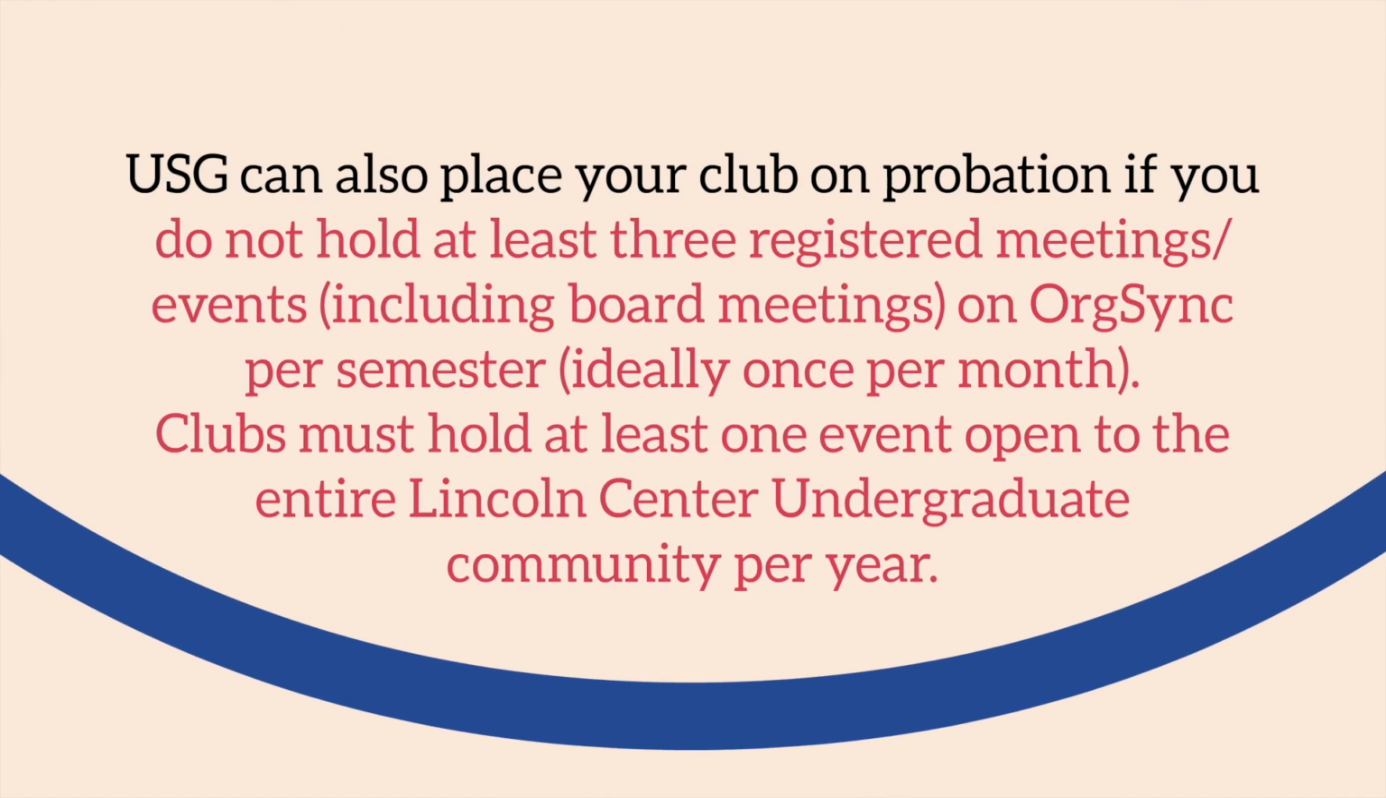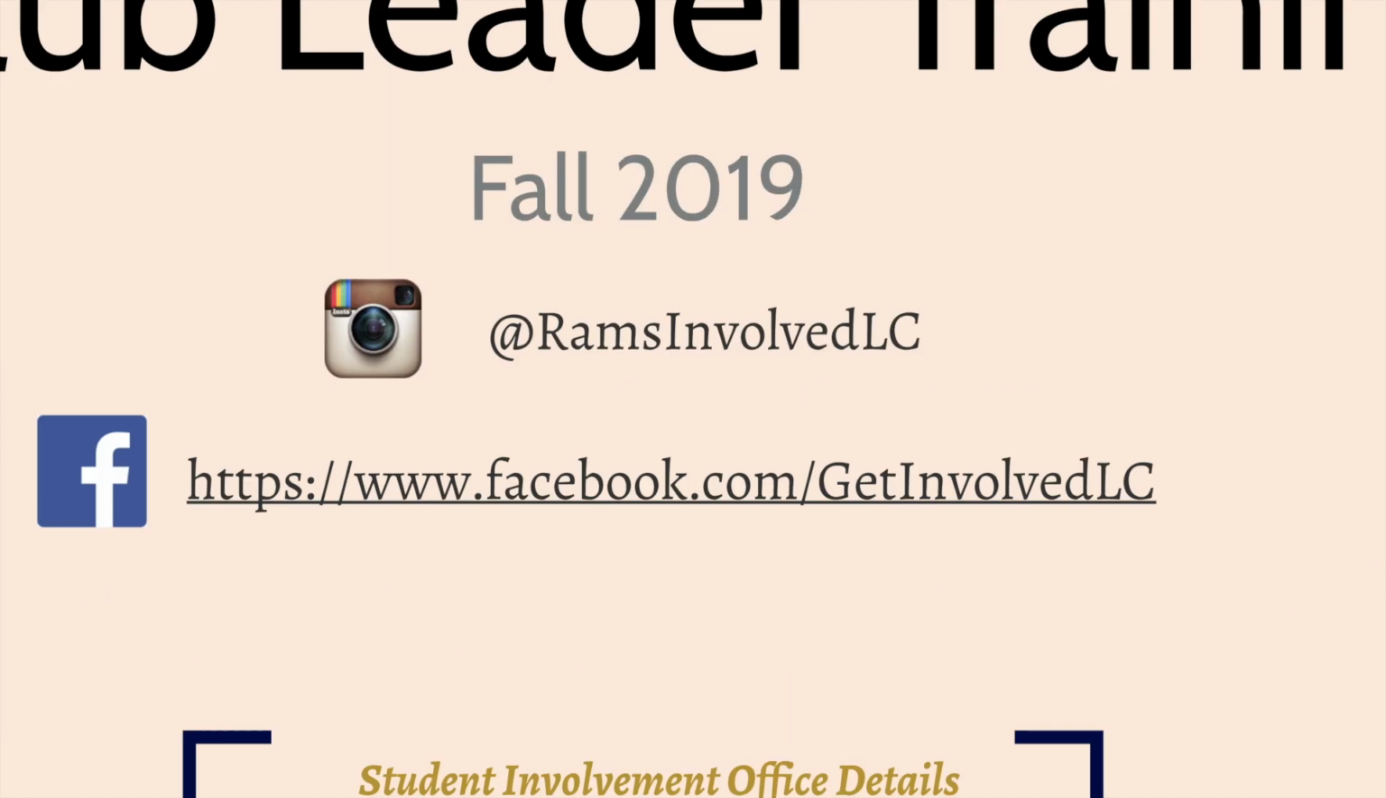Lastly, United Student Government can also place your club on probation if you do not hold at least 3 registered meetings or events, including board meetings, registered in OrgSync per semester. These would occur ideally once per month in a given semester. Clubs must also hold at least 1 event open to the entire Lincoln Center undergraduate community per academic year.